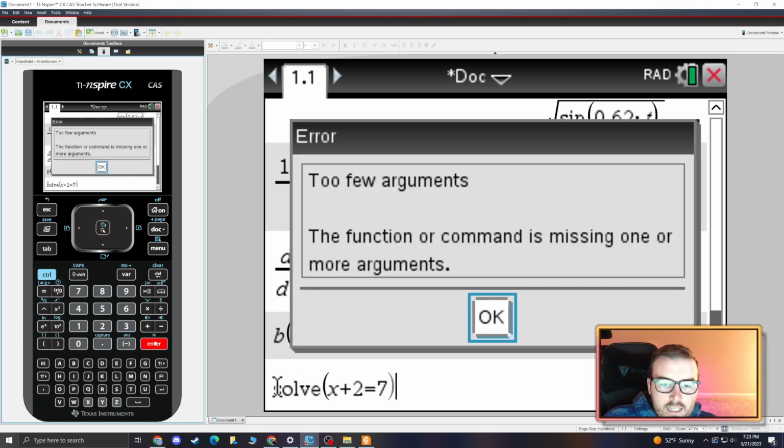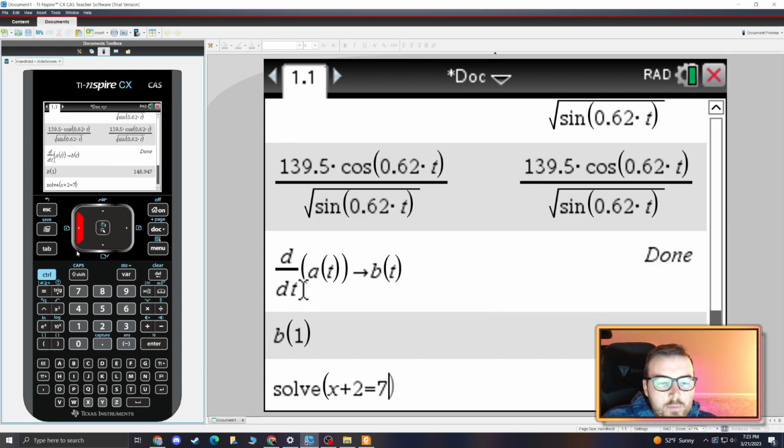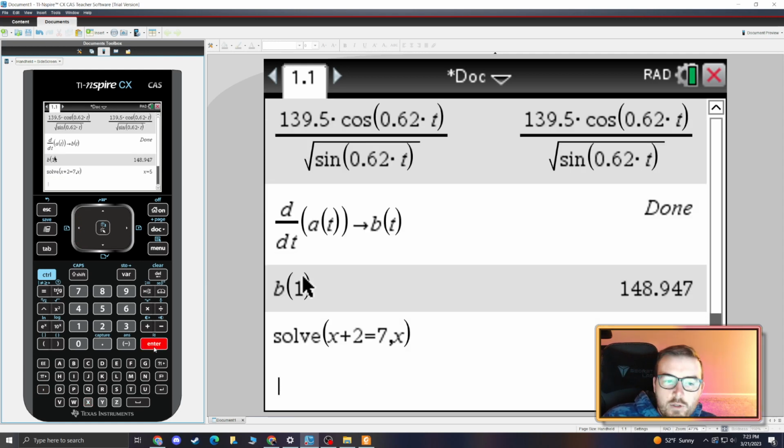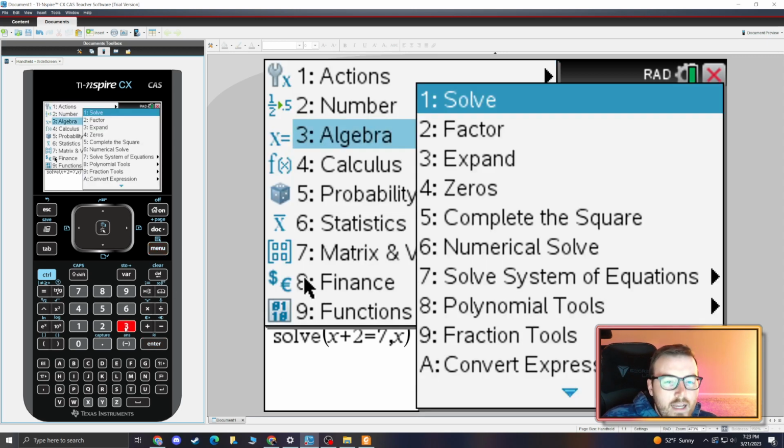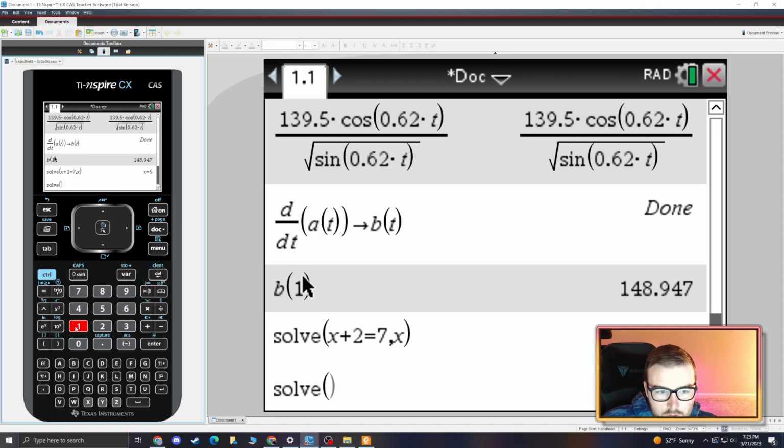If I punch that in and click enter, it doesn't like it. It says the function or command is missing one or more arguments. You have to type comma x because your calculator is dumb and doesn't know what to solve for. So you say comma solve for x equals 5. That's how the function works. That's how solve works. So menu, algebra, solve.